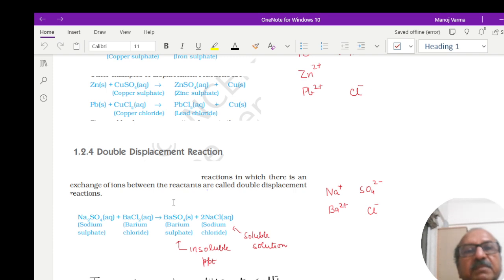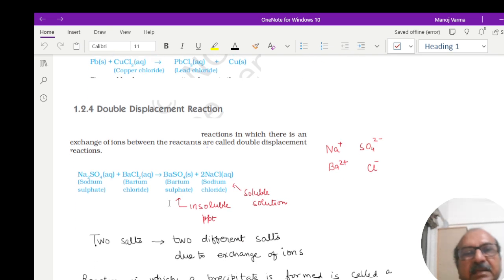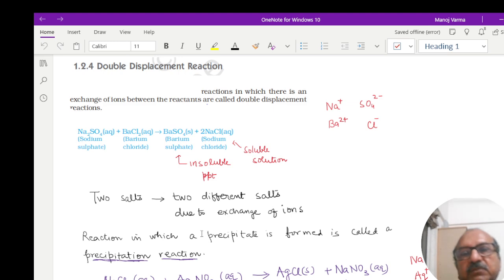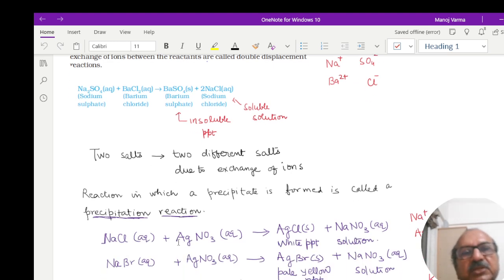In a double displacement reaction, both the reactants are ionic compounds and they are salts, like sodium sulfate and barium chloride. They both are ionic compounds, both are salts, and both are in a solution form. When they are mixed, their ions get interchanged, and therefore you will get barium sulfate and sodium chloride, and barium sulfate being insoluble forms a white precipitate. Those reactions in which any precipitate is formed are also called precipitation reactions.